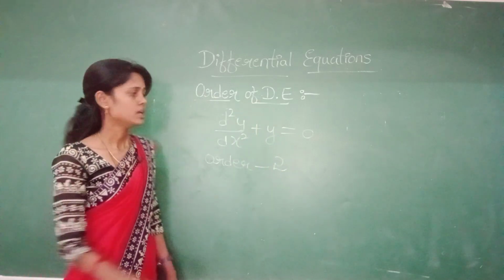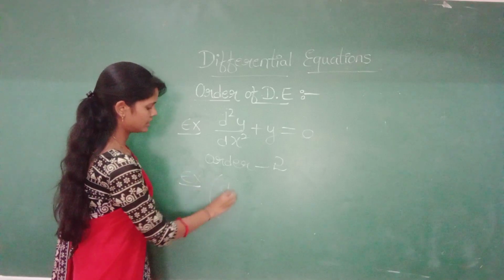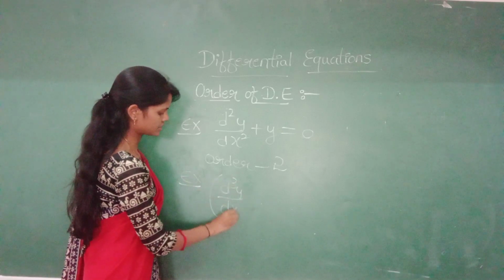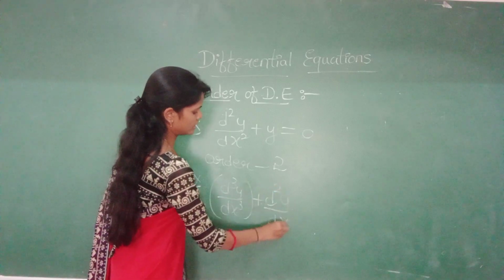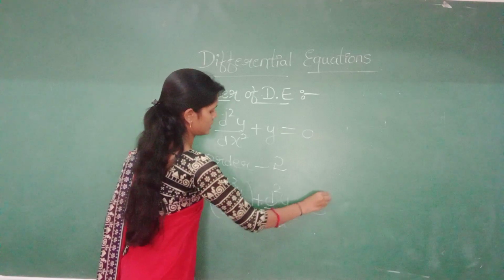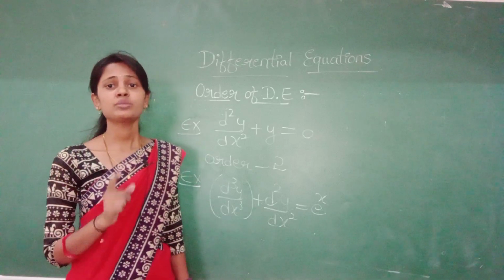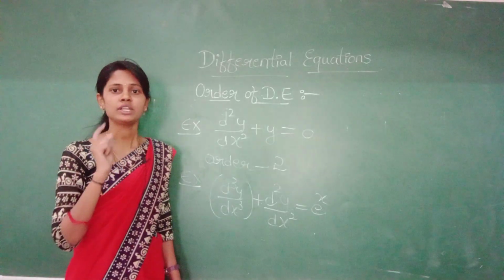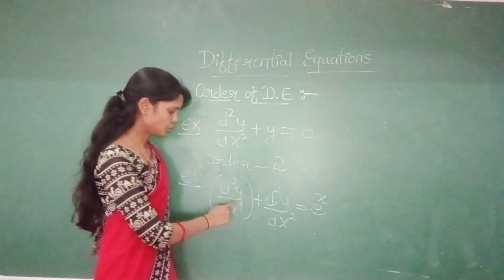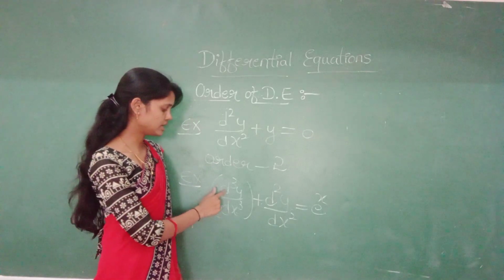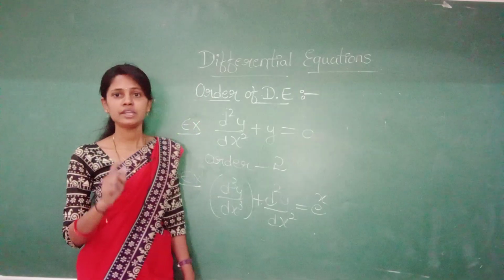2 itself, right? Suppose I consider another example, d cube y by dx cube plus d square y by dx square is equal to e raised to x, right? So here, what is the order? Order must be taken from the derivative, and what is the derivative? dy by dx is the derivative here. So two derivatives are there. One is d cube y by dx cube, and another one is d square y by dx square.